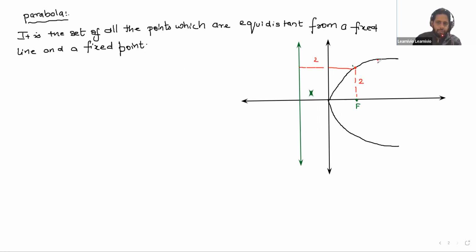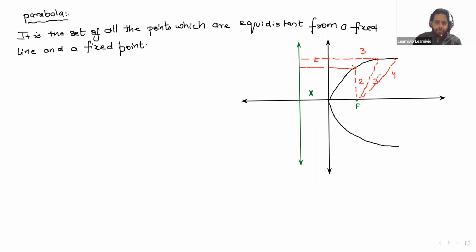Suppose if we take this point, if this distance is 3, then the distance between the point and this fixed line is also 3. Suppose if we take this point, this distance is 4, then what is the distance between this point and this fixed line? 4, sir. 4. So what is the parabola? It is a set of all the points which are equidistant from a fixed point and a fixed line. This is the fixed point and this is the fixed line. So a parabola is a set of all the points which are equidistant from a fixed line and a fixed point.